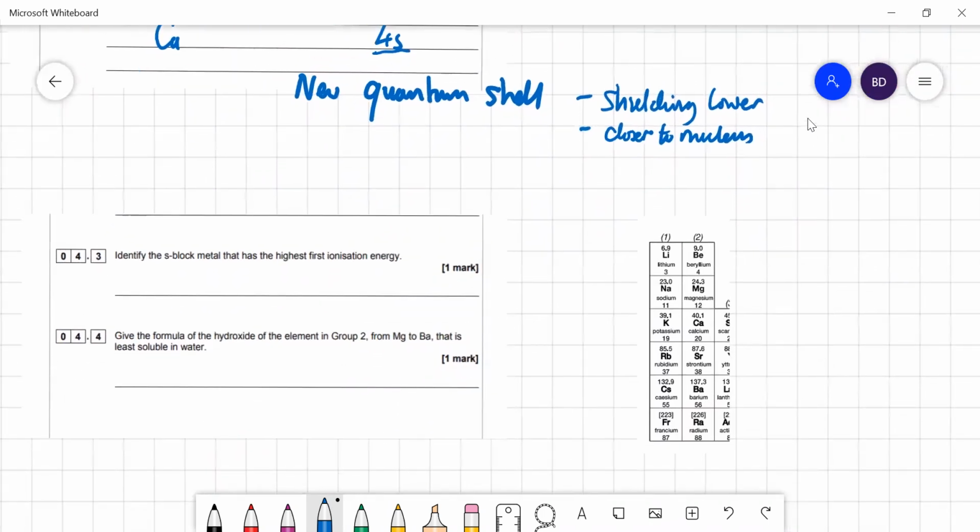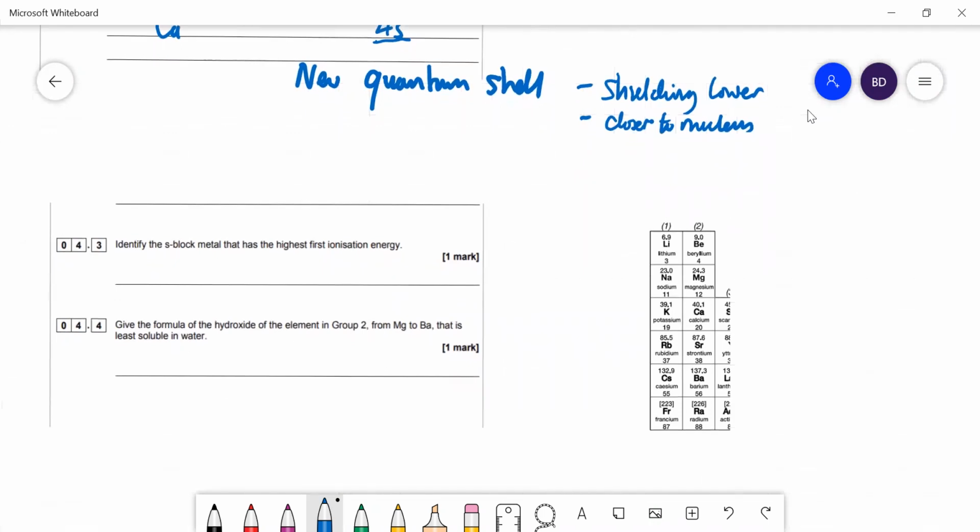Okay, question 4.3. Identify the s block metal that has the highest first ionization energy. Right, now here is the s block. Here, you've got group 1, and you've got group 2. In general, group 2, so for example, beryllium has always got a higher first ionization energy than lithium because they're both coming from 2s, but beryllium has got a higher nuclear charge. So it's always going to be group 2 is higher.